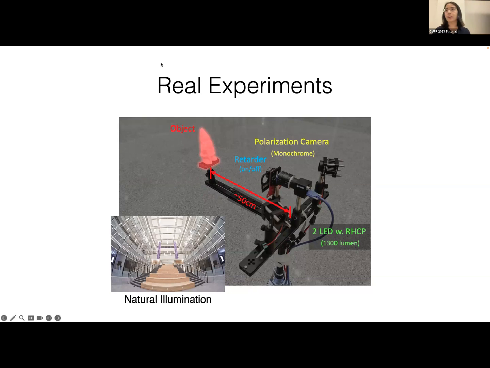Right, you have to put a quarter wave plate retarder in front of the camera, and you take two images, with the quarter wave plate and without, and then you take the difference. Then you have the circular state as well. Otherwise your circular state will always be zero. Two images with the linear polarization sensor, one with the quarter wave plate, one without.